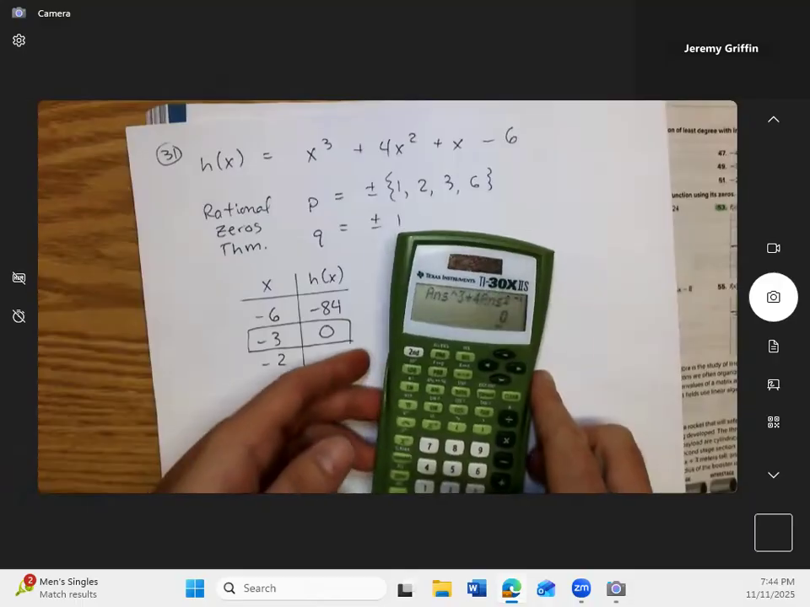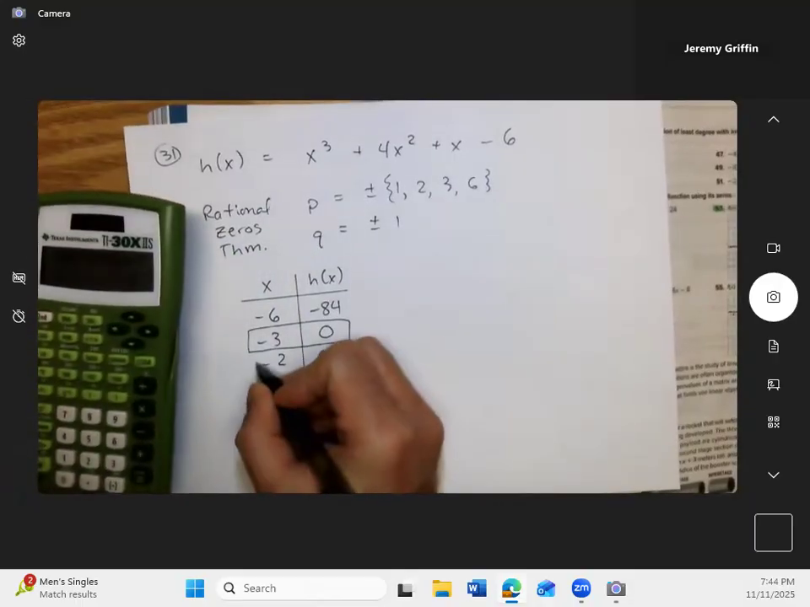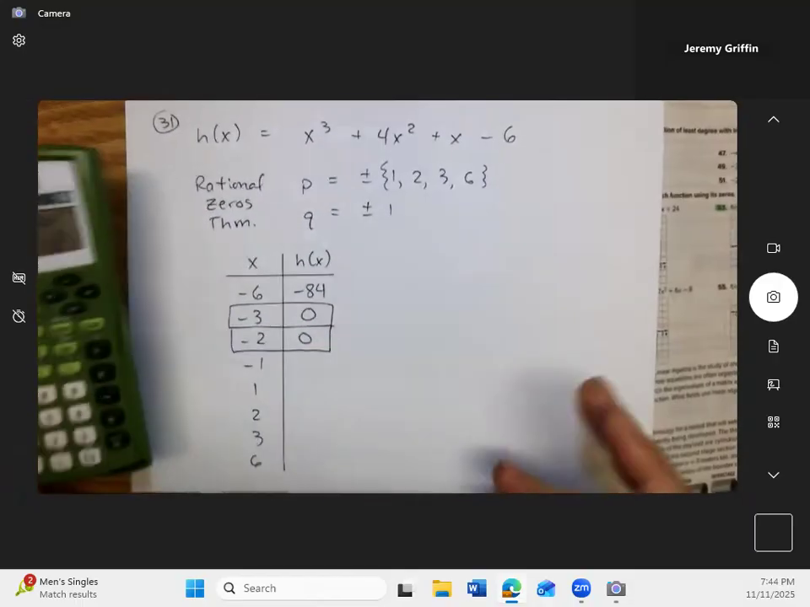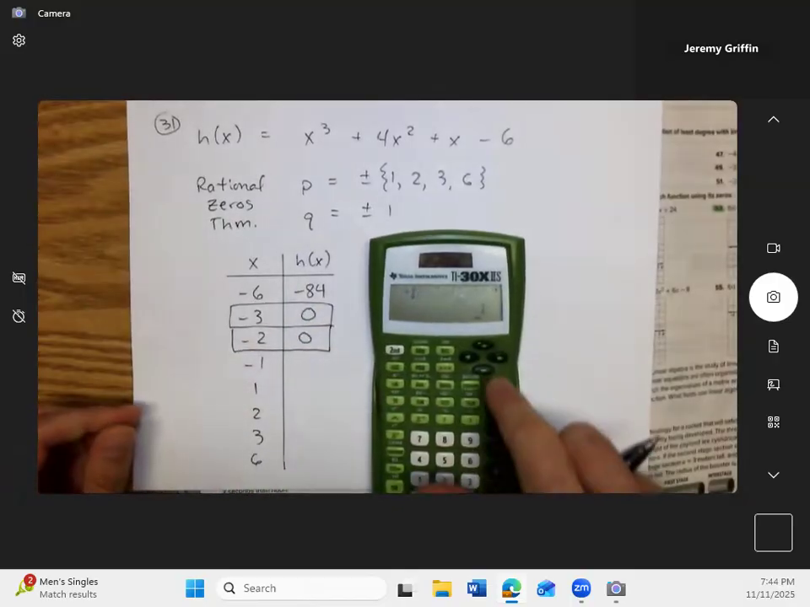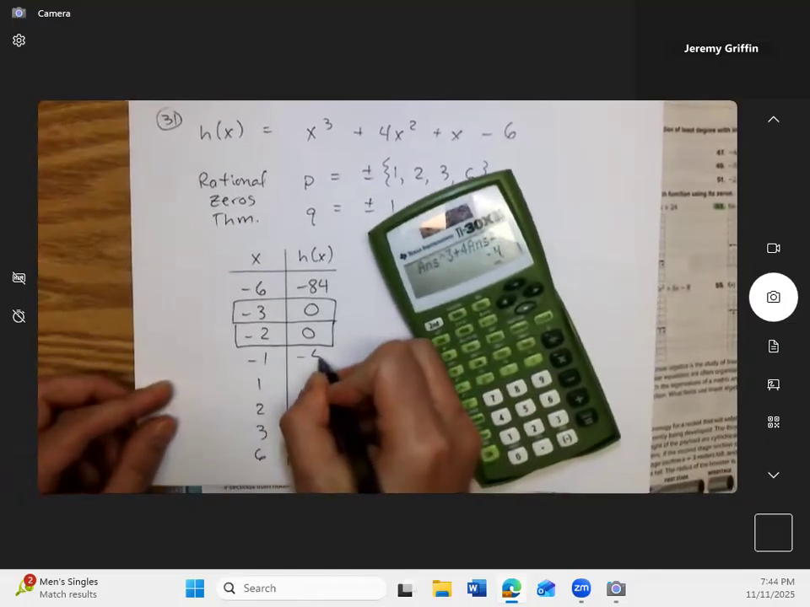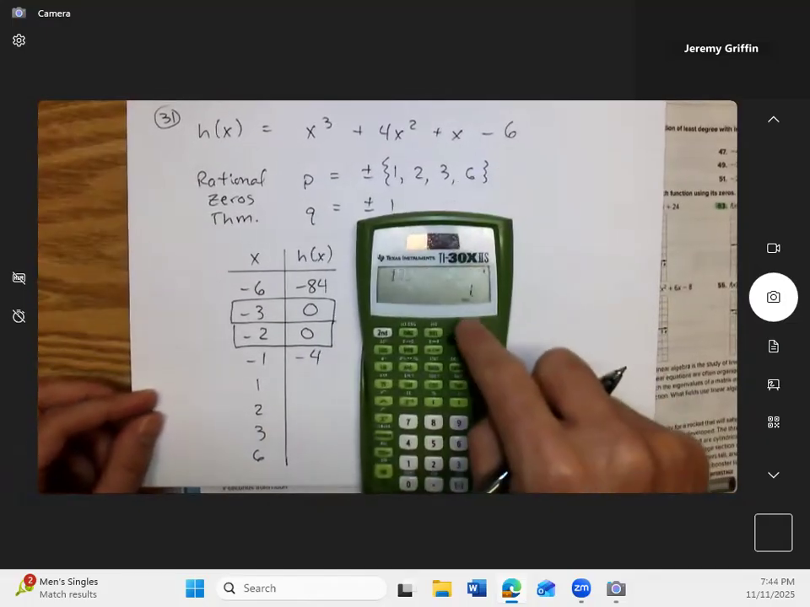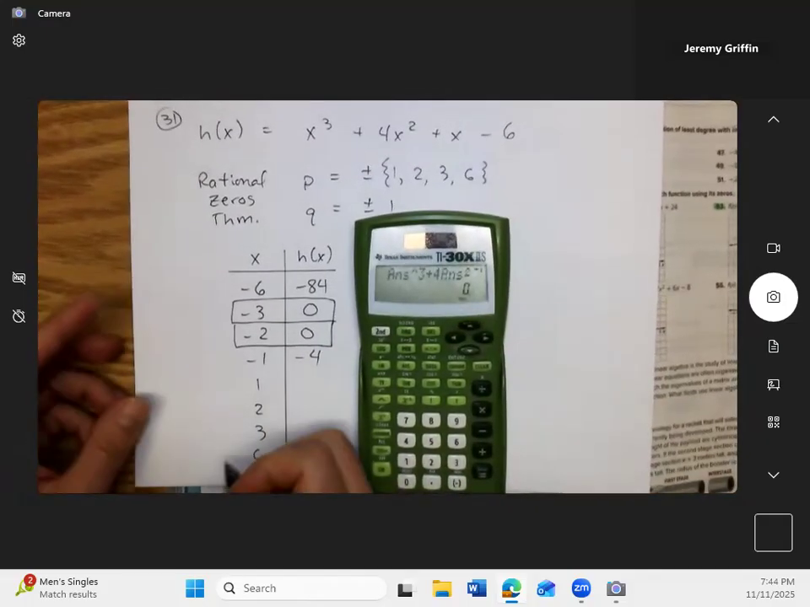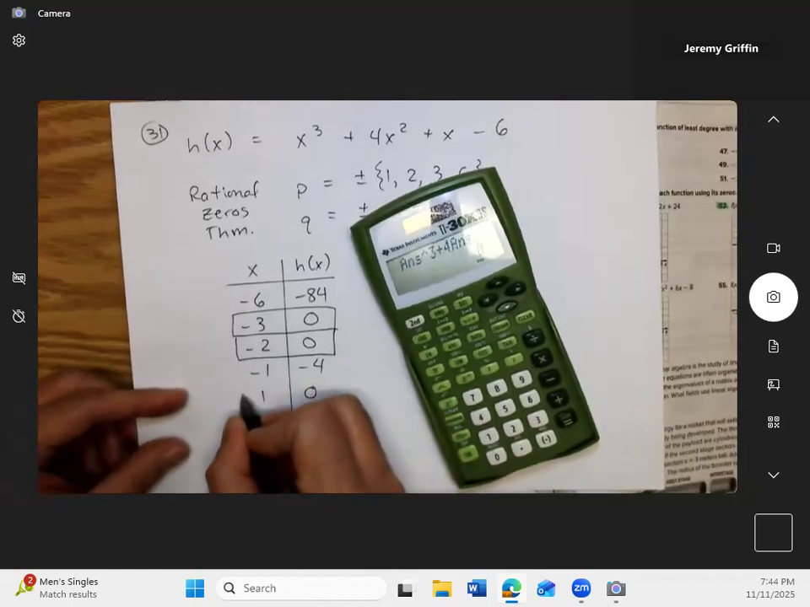Let's try -2. Oh, 2 in a row. I wasn't expecting that. Ding, ding, ding. Double winner. You're on a winning streak. -1. Didn't quite work. Let's try positive 1. I'm really looking for one more 0. Oh, there it is. Ding, ding, ding.